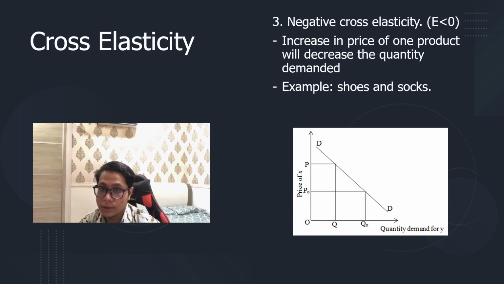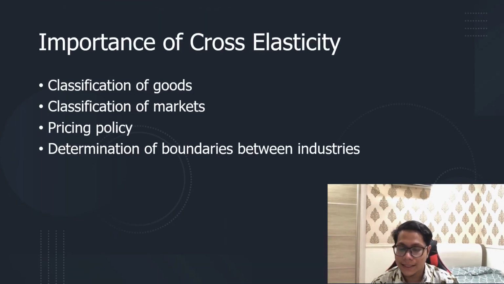Last but not least, there are a few importances of cross elasticity. Firstly, classification of goods. When the cross elasticity of demand between any two goods is positive, the goods may be considered as substitute goods for each other. If the cross elasticity is greater, then the goods are closer substitutes. If the cross elasticity is infinite, the goods are perfect substitutes.